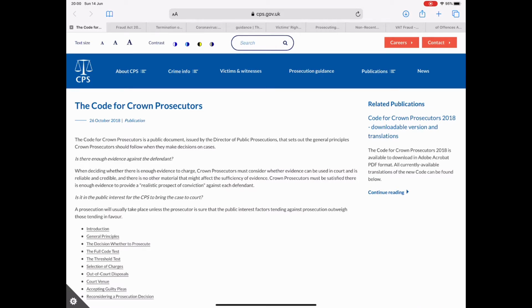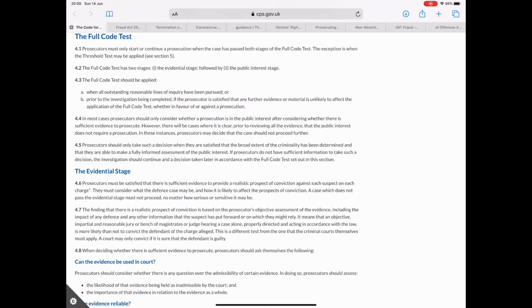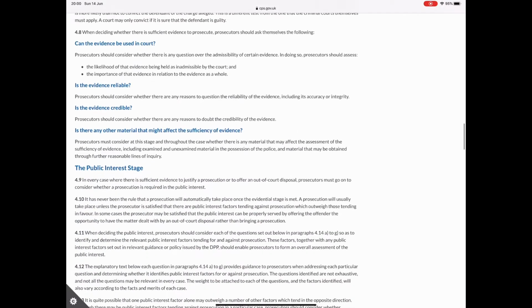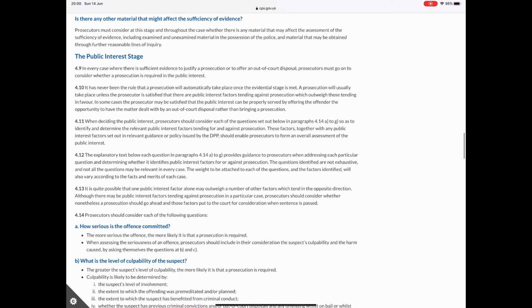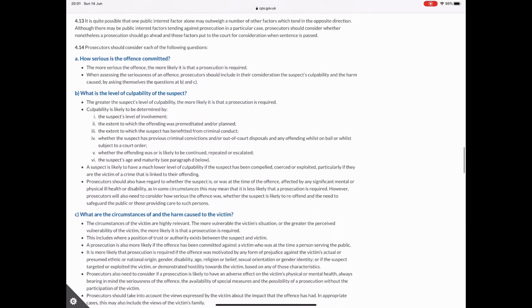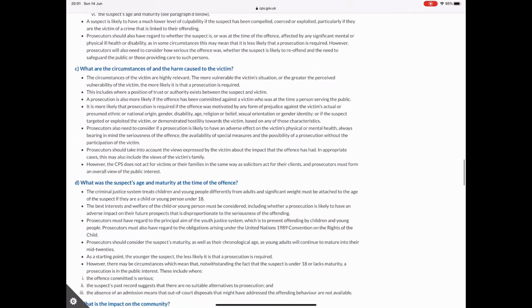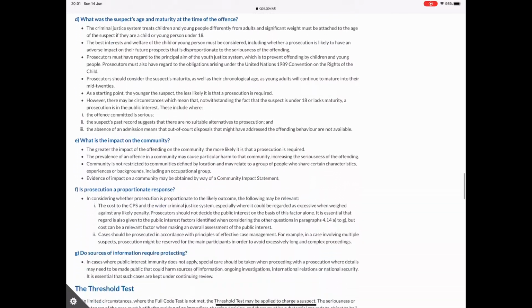Well, this is the Code for Crown Prosecutors, which was referred to at Section 10 of the 1985 Act, and you'll be very familiar with this if you prosecute, perhaps less so if you defend. But this is the starting point for charging offences, and it's a two-stage test. We're thinking here about the full code test, and the first is the evidential stage. Is there, on the evidence, a realistic prospect of conviction? If there is, is it in the public interest to prosecute? And you can see here that the CPS have numerous factors they've got to take account of when deciding whether or not a prosecution is in the public interest.